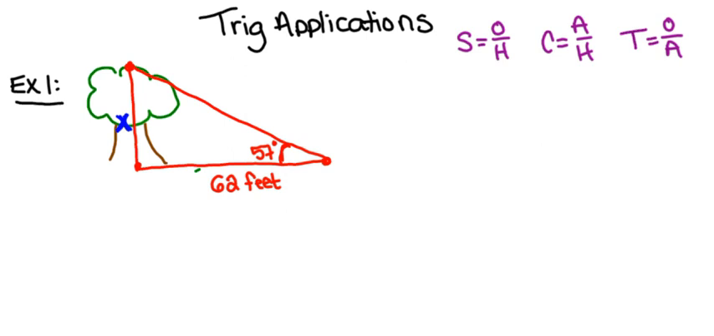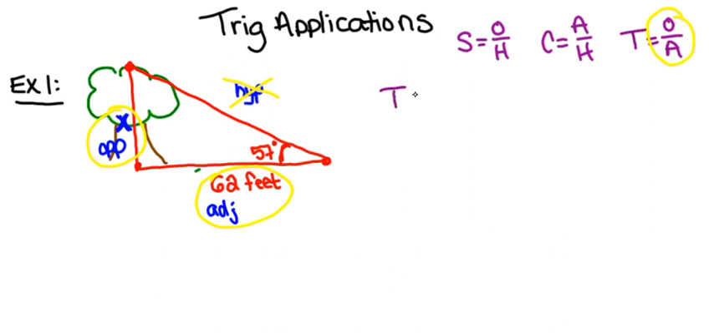So I need to decide which trig ratio I want to use. So I'm going to label in my picture my hypotenuse, my opposite, and my adjacent. So here's my hypotenuse. Opposite or across from the 57, that's my x. So x is my opposite, which means 62 is my adjacent. So I don't know the hypotenuse. I know the opposite and I know the adjacent. So I want to use the trig ratio that deals with opposite and adjacent, making this a tangent problem.